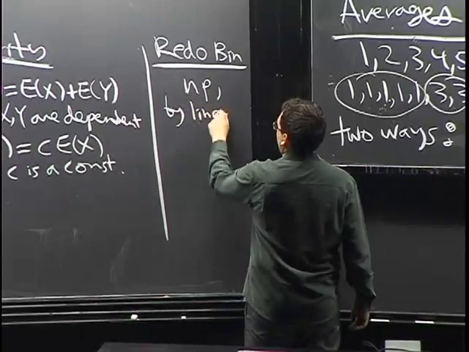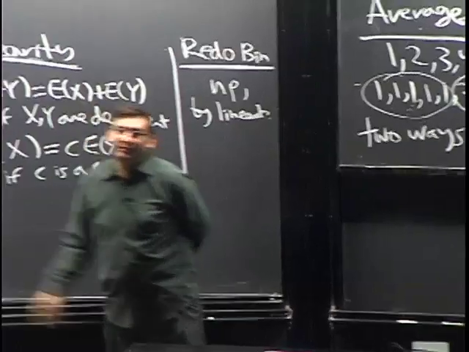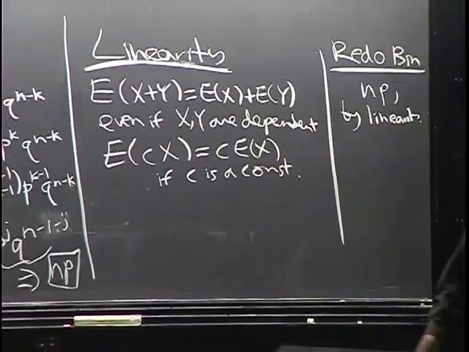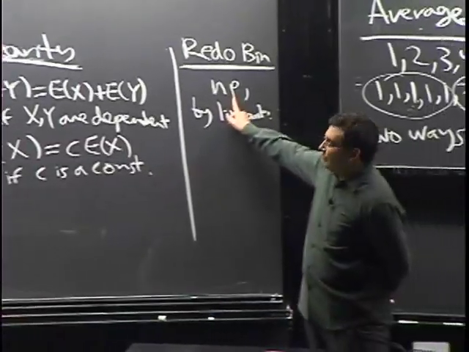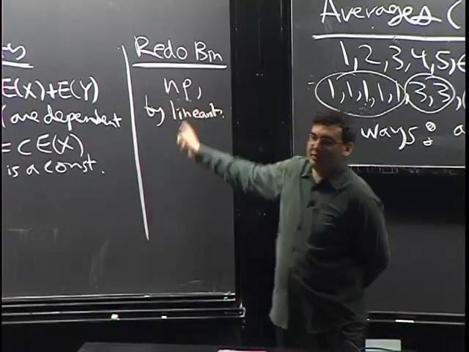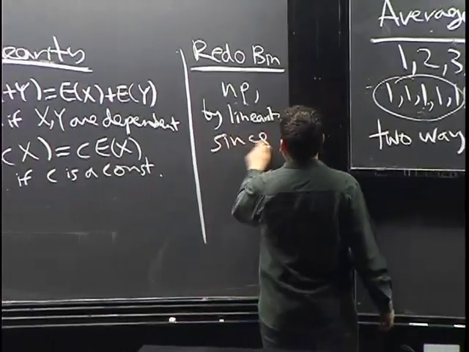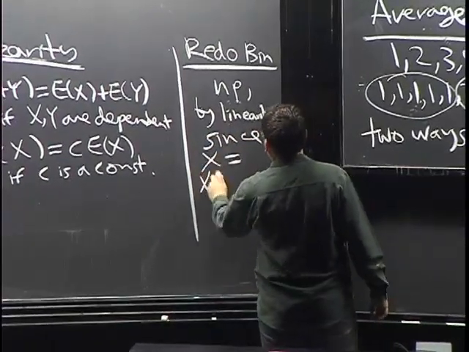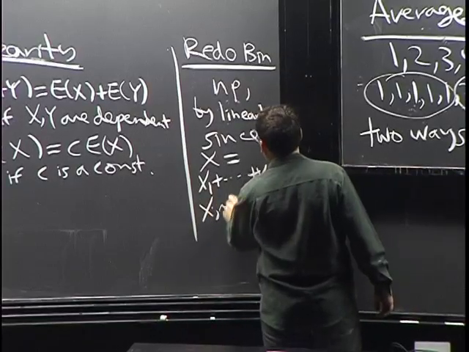So I don't know about you, but I prefer this method to this method. So that's a calculation you can all do in your head. Each Bernoulli has expected value p, and there's n of them, so it's np. I'll write that out as well: X equals X1 plus blah, blah, blah, plus Xn, where the Xj's are Bernoulli p.